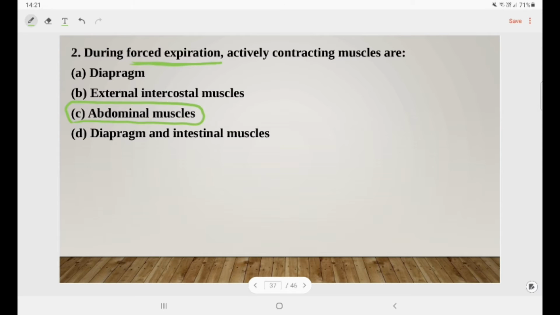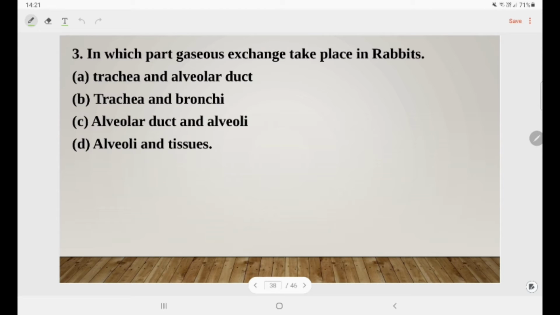Question number 3, in which part does gaseous exchange take place in rabbits? Okay, so here the question is asked regarding rabbits, but consider this as mammals. So this may be a way in which the questions may be asked. Gaseous exchange only takes place in the alveoli and the tissues. These are the only places where the gaseous exchange takes place. Tissues contain carbon dioxide rich blood, and the alveoli contain oxygen rich blood, and because of the diffusion pressure differences, the gaseous exchange takes place.